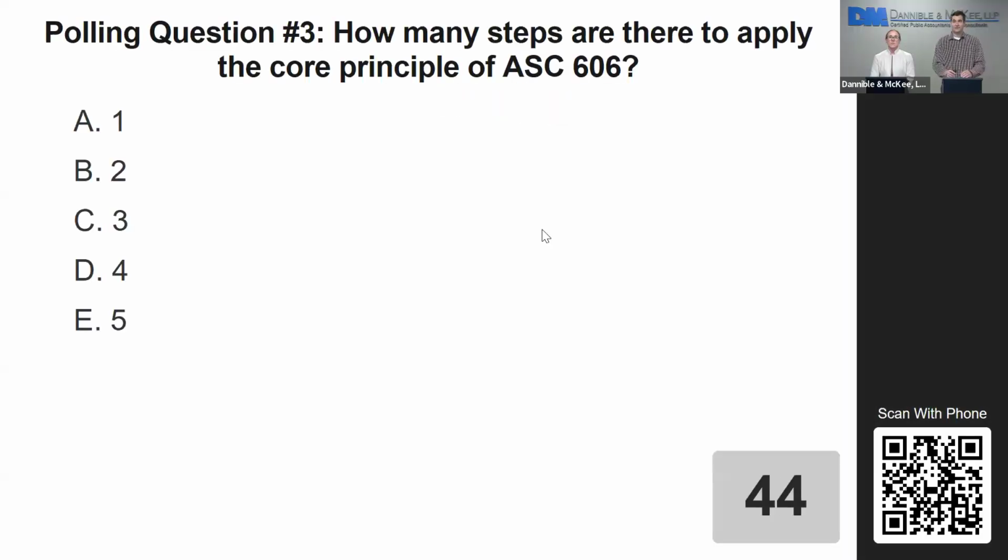Here's one of our polling questions. How many steps are there to apply the core principle of ASC 606? I'll give everyone a few moments to answer that. Make sure you do so you get the CE credit, and then continue on.